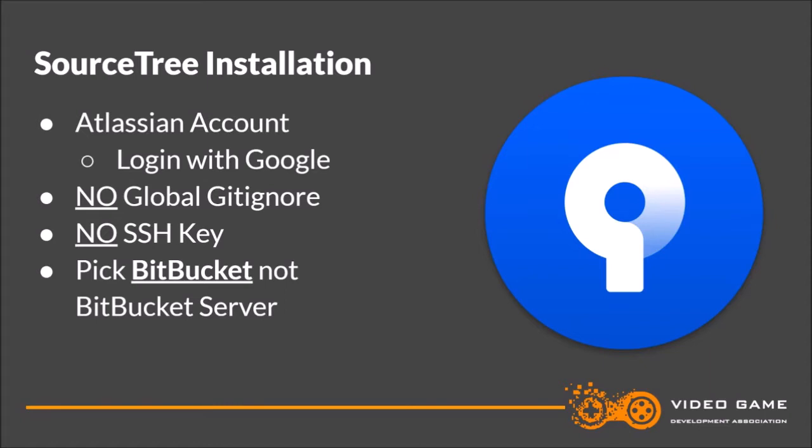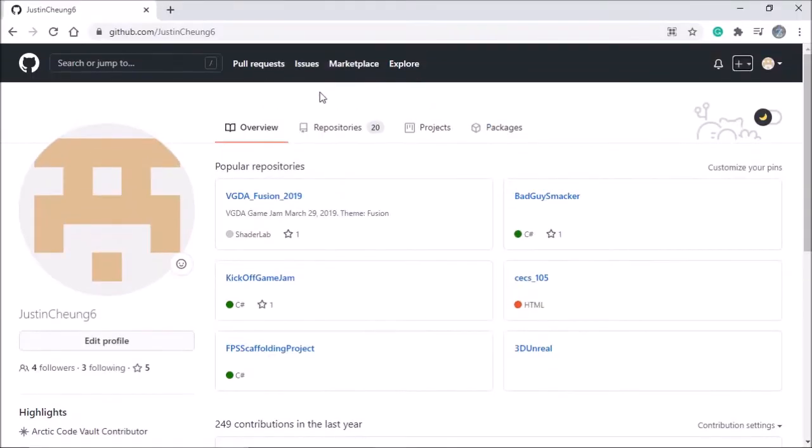Gitignore is a special file that tells Git which files you want to automatically exclude from repositories. This is why we click No. There will be a window that says Load SSH key. You can also click No on that. Right, so now that we have everything installed and set up, let's go ahead and make our repository.